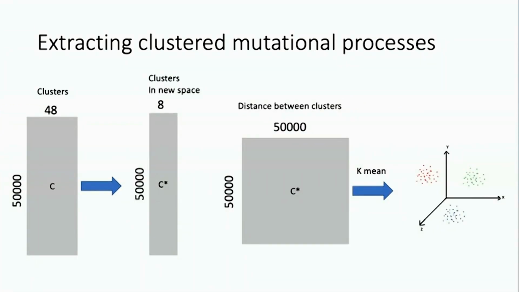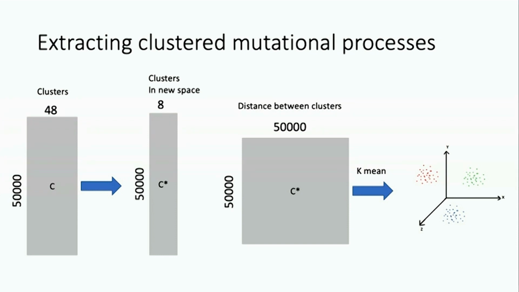We have 50,000 clusters that are 4 mutations long. We project these clusters to a new low-dimensional space, and in this case, low means 8-dimensional. And we can measure the distance between clusters in this space.